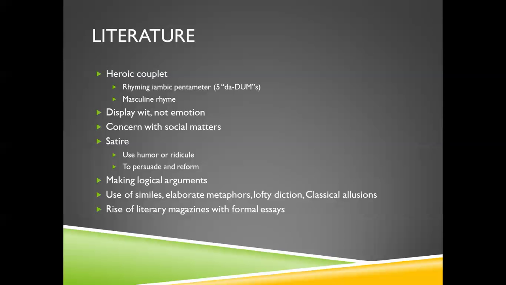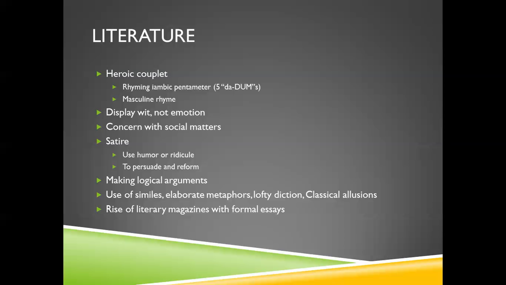The other element of heroic couplet is that it has a masculine rhyme. That means at the end of your lines, one syllable rhymes. And I'm going to show you an example of that later. Masculine rhyme is different than feminine rhyme. Feminine rhyme is when at the end of the lines 2 syllables rhyme. Okay, and I'll show you that in just a minute. So those are the 2 things you need to remember: iambic pentameter and masculine rhyme.